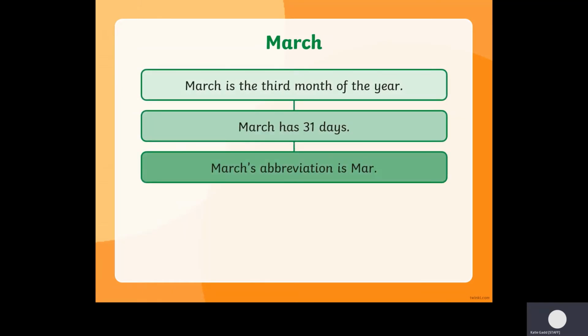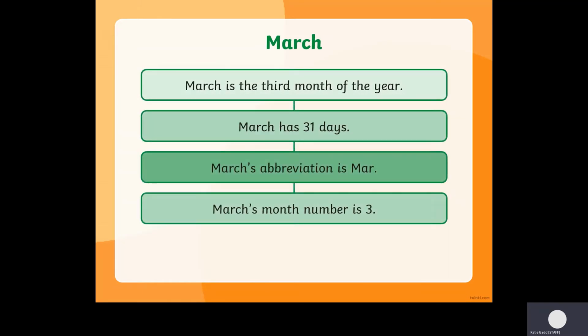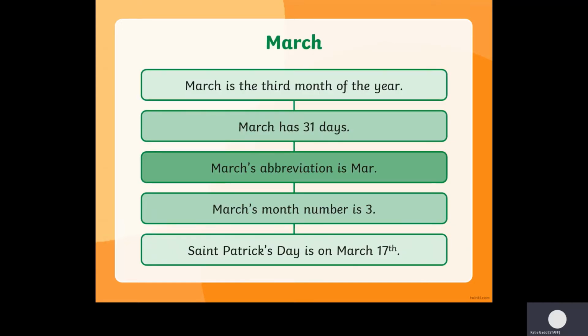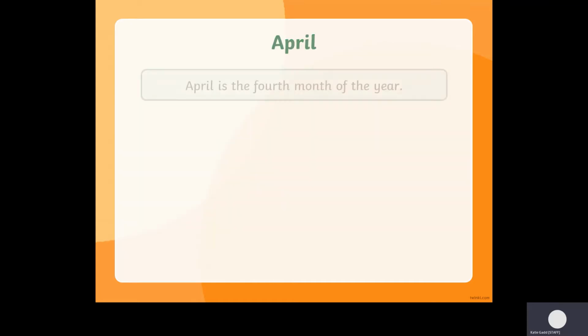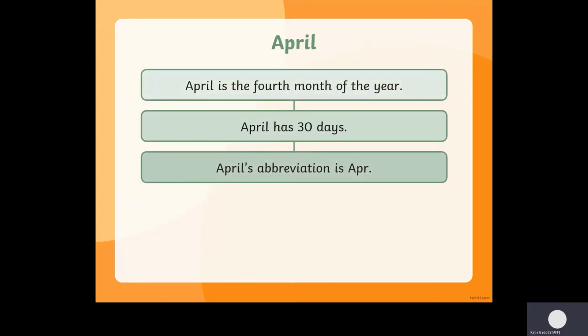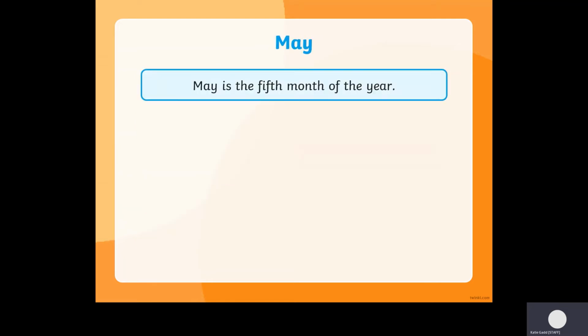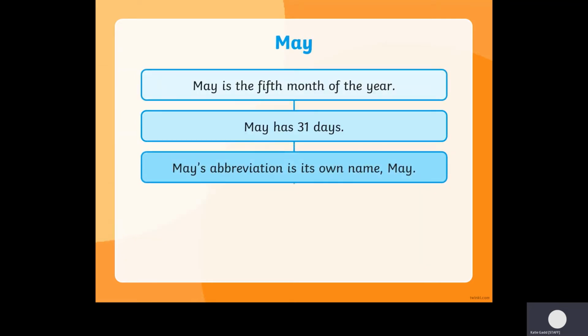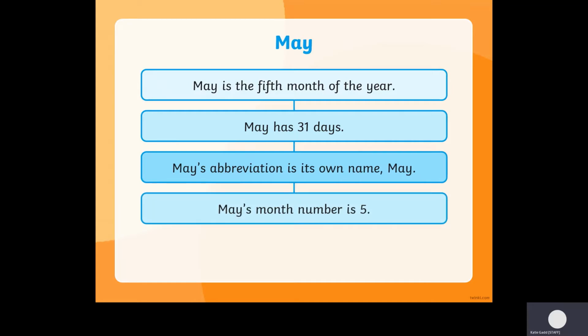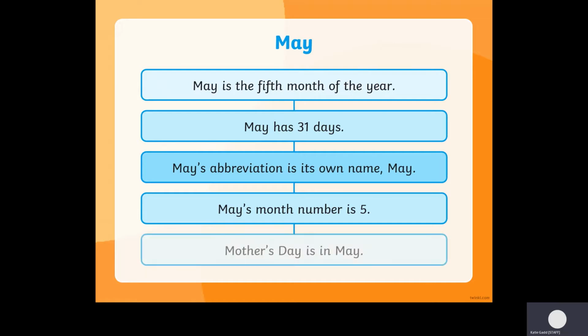March, the third month of the year, has 31 days, can be abbreviated to MAR. Its month number is 3, and St. Patrick's Day is celebrated in March on the 17th. April is the fourth month of the year, has 30 days. It can be abbreviated to APR. Its month number is 4, and April is during springtime. May, the fifth month of the year, has 31 days. Its abbreviation is the same, it's just May, because it's so short. The month number is 5, and Mother's Day is in May.